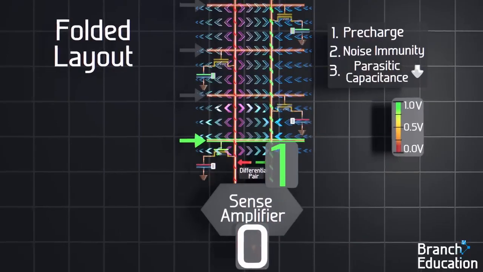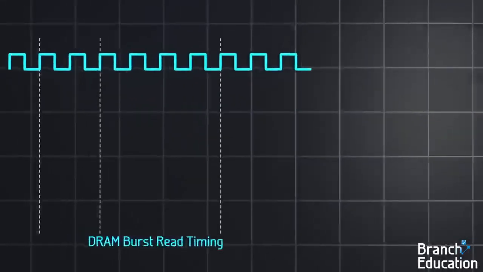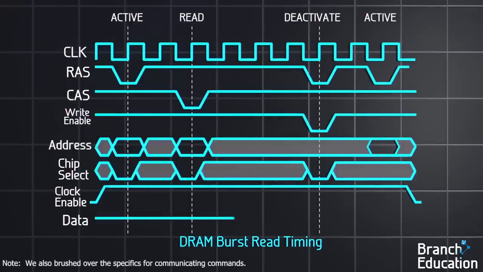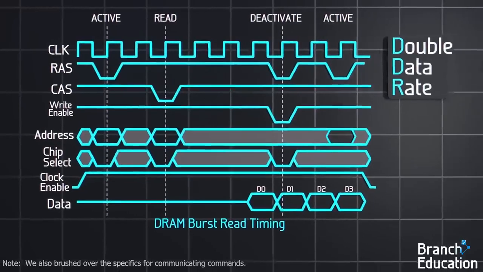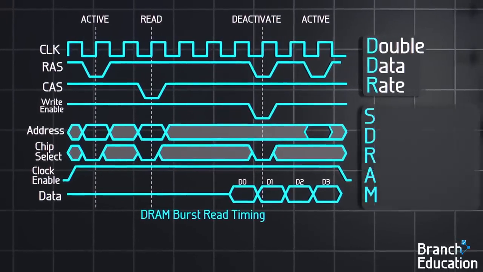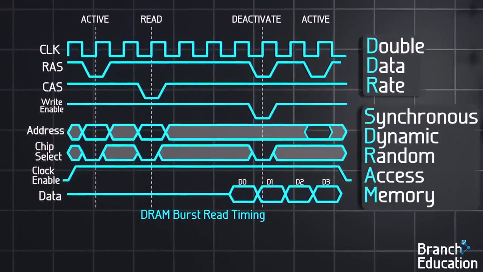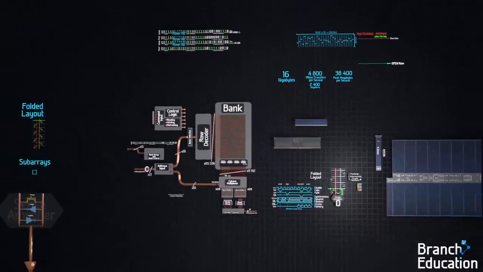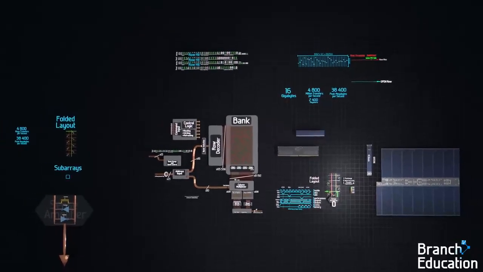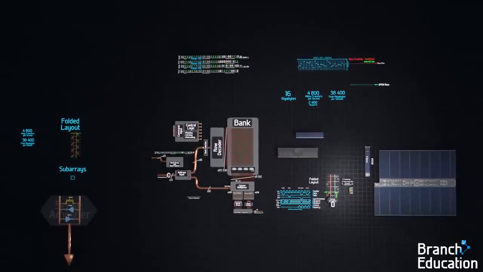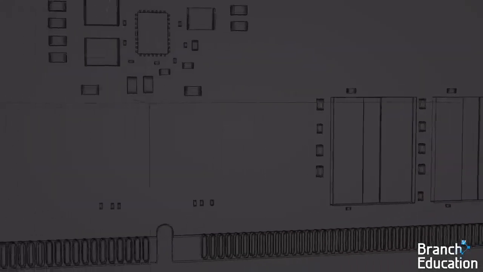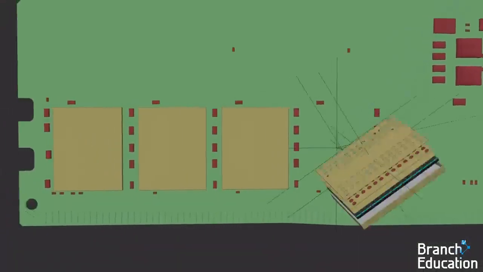One final note is that when discussing DRAM, one major topic is the timing of addresses, command signals, and data, and the related acronyms DDR, or double data rate, and SDRAM, or synchronous DRAM. These topics were omitted from this video because it would have taken an additional 15 minutes to properly explore. That's pretty much it for the DRAM, and we're grateful you made it this far into the video.